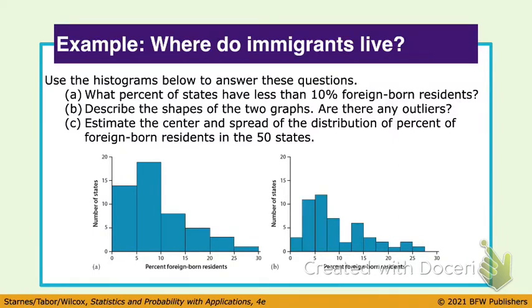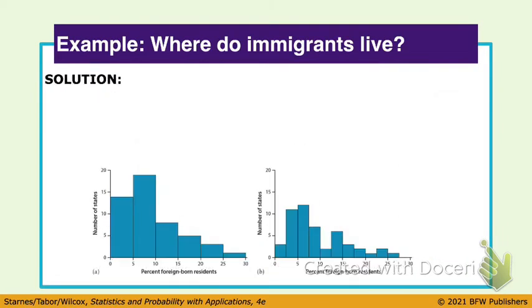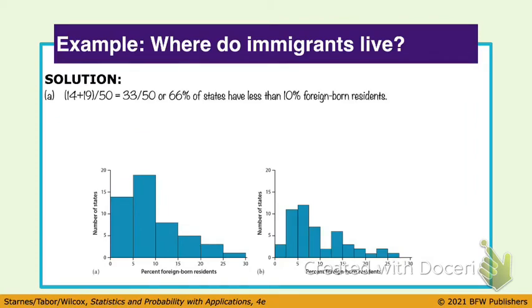Let's see what we got. What did you get for your percentage? 66. So, 33 out of 50, or 66% of states. Very good. And what did you get for your shape? Skewed to the right. This is right skew. Very good. This looks like a right foot. And what about this one? Also skewed right. Yes, so the skew is the same.